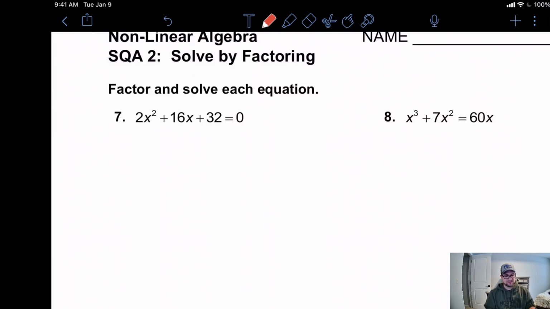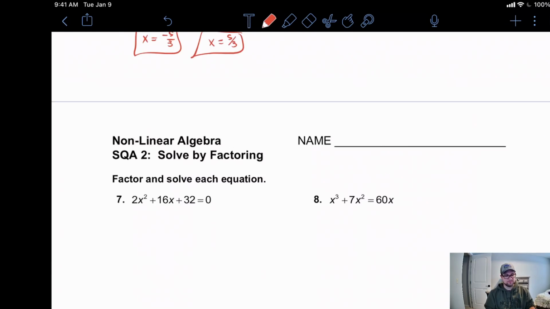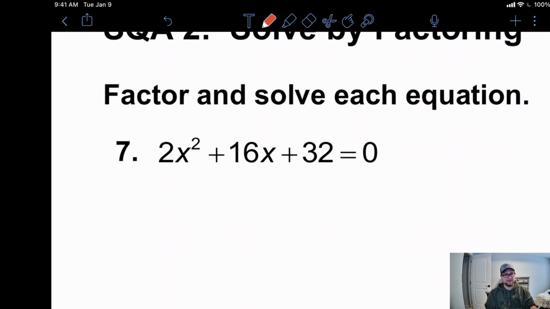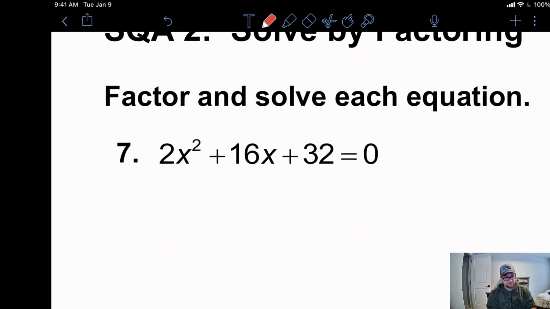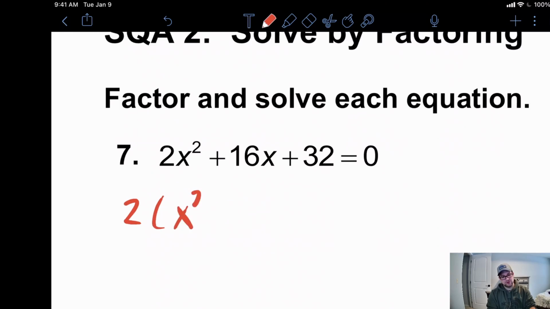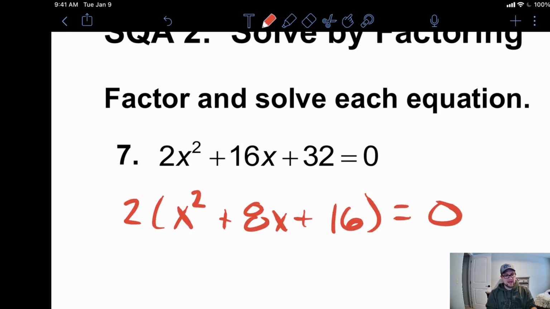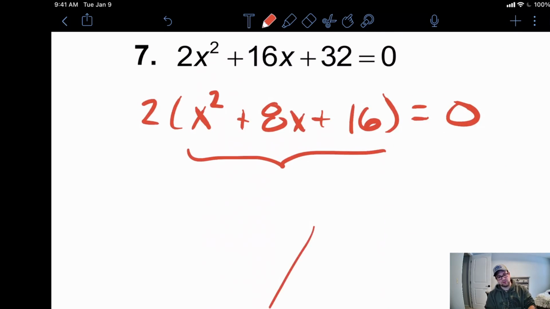Let's look at problem number 7. I think we only have two more left to do. So again, in this one, notice how everything's on the same side already. So we're going to look for a greatest common factor. In this one, we can pull a 2 out of everything. After pulling out that 2, we notice that this middle part should probably be factorable. So 1 times 16 puts a positive 16 up top, and we'll have a positive 8 on the bottom.